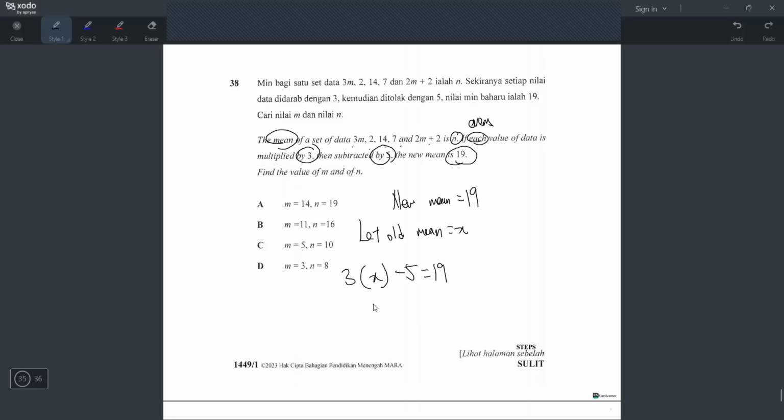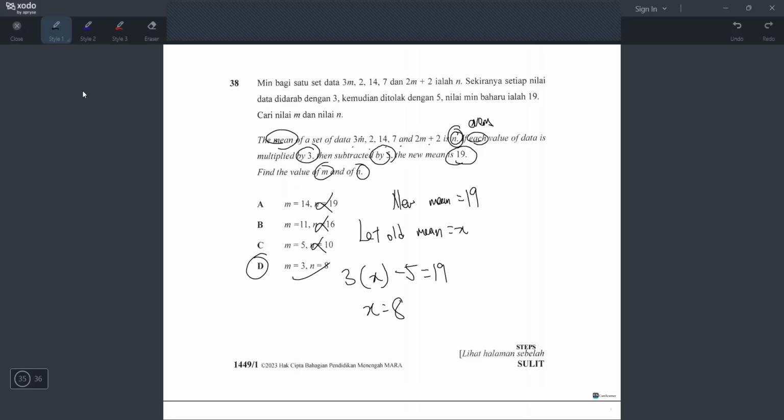So I can work backwards very quickly to find the x. X is the old mean. I just take 19 plus 5 and then divide by 3. So I will get 8, right? It means the x is 8. The old mean is 8. And now I can find my m and n easily. The answer is D, because they already say the mean for the old data is n, right? And if you look at A, B, C, D, the n is only in the D answer. So this is the answer. Okay, this is the fast method.